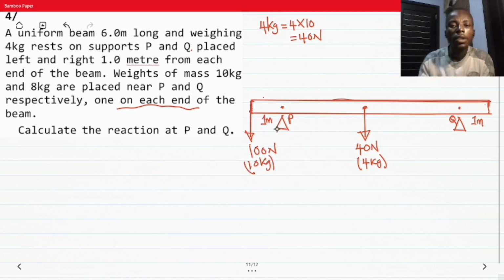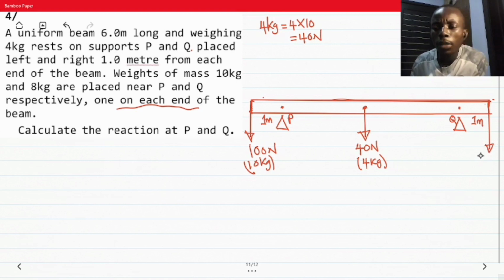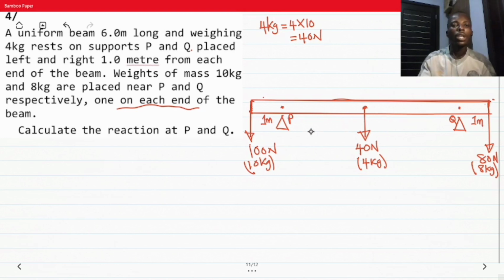Remember what I did here. Then the other on this end now, I have it down. So that's 8 kilogram. That will be 80 Newton. Okay, so I have all the information on this beam now. Now the question is, calculate the reaction at P and Q.